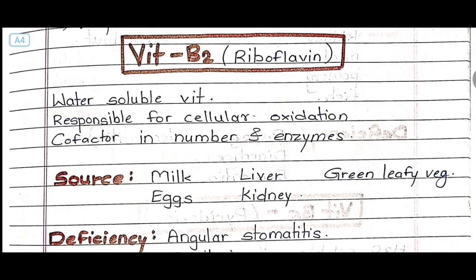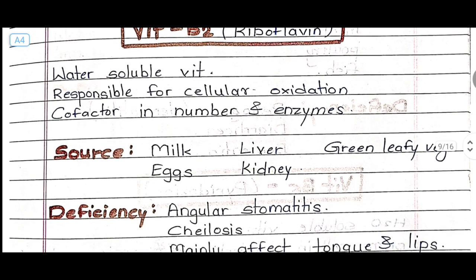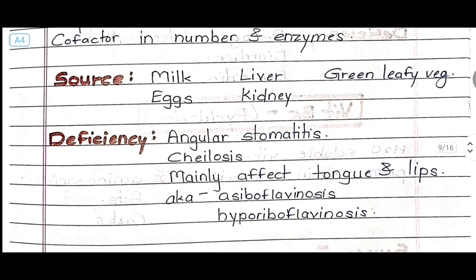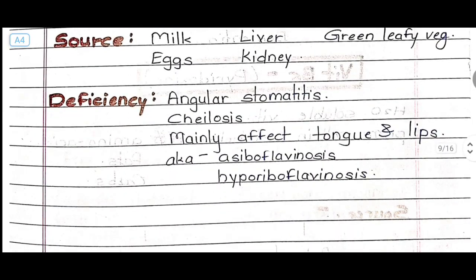Vitamin B2, riboflavin, a water-soluble vitamin responsible for cellular oxidation, a cofactor in a number of enzymes. Source is milk, eggs, liver, kidney, green leafy vegetables. Deficiency of vitamin B2 causes angular stomatitis, cheilosis, mainly affecting the tongue and lips, also known as ariboflavinosis, hyporiboflavinosis.